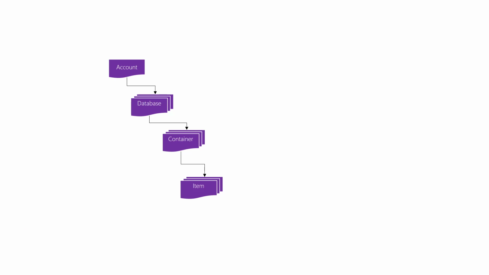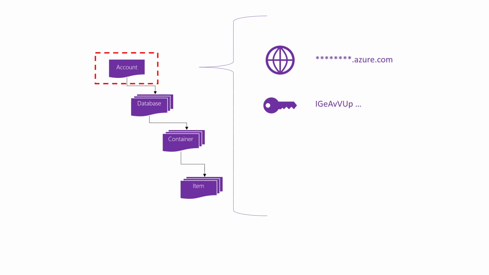Let's take a look at the Azure Cosmos DB resource model so that you can get a familiarity with all of the different resources you'll be interacting with. Starting from the very top, what we have here is a database account. A database account has a URI and a set of keys with which you can then connect an application to your Cosmos DB.